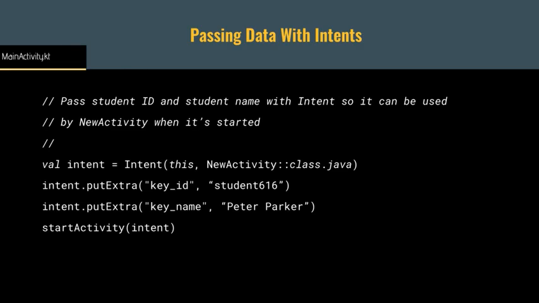Similarly, we're passing the name Peter Parker with a key of KEY_NAME. And then at the very bottom, we call startActivity again, and we pass in the intent. So those extras then, when the intent is handled by a new activity, those extras will be available to us. This is how in our assignment this week, we will pass the weather forecast data from main activity into our new forecast details activity so we can display it on the details screen.